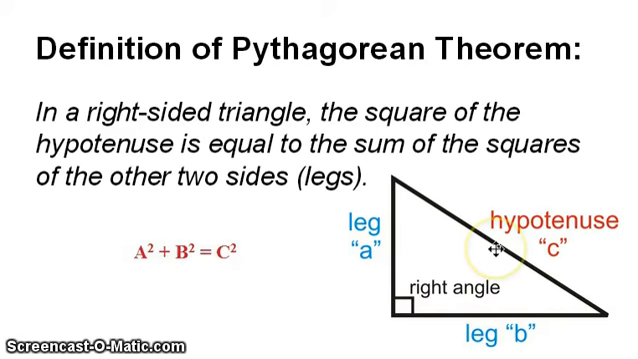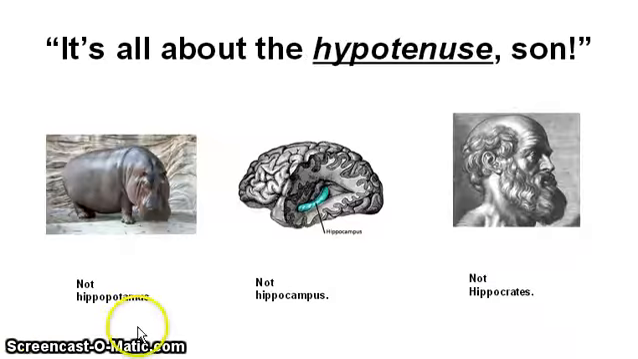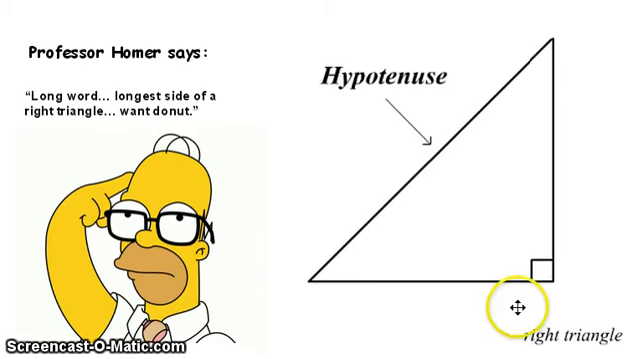Hypotenuse? What are you talking about, man? Not hippopotamus, not hippocampus, the part of the brain that's supposed to control memory, not Hippocrates, the father of modern medicine. We are talking about the hypotenuse.